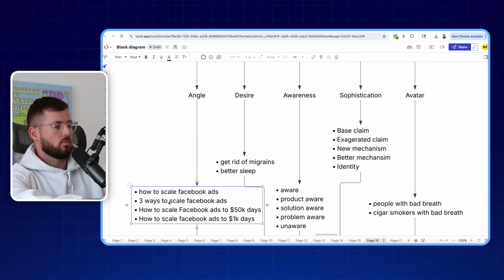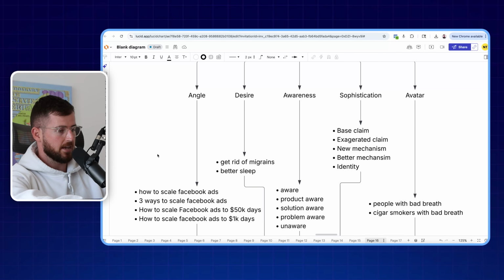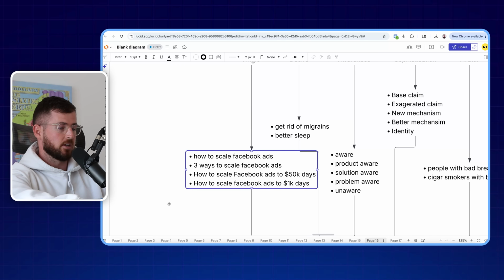Now, for the angle, this is going to be like how to scale Facebook ads, 3 ways to scale Facebook ads, how to scale Facebook ads to 50K days, how to scale Facebook ads to 1K days. All of these things right here are going to attract different types of people.